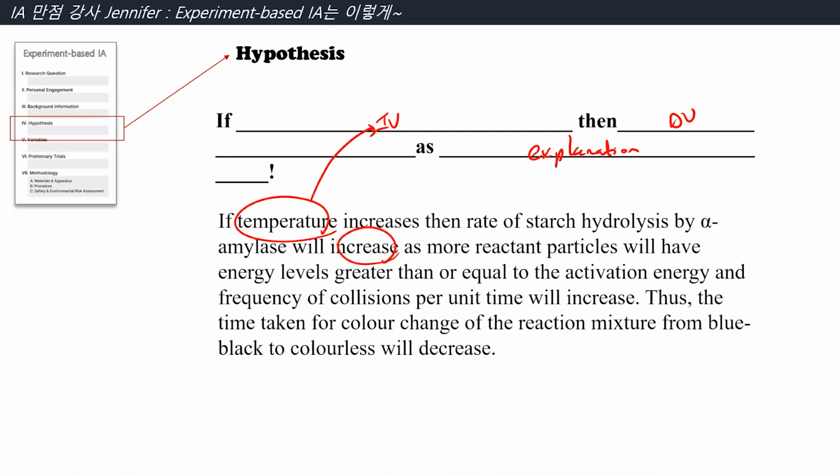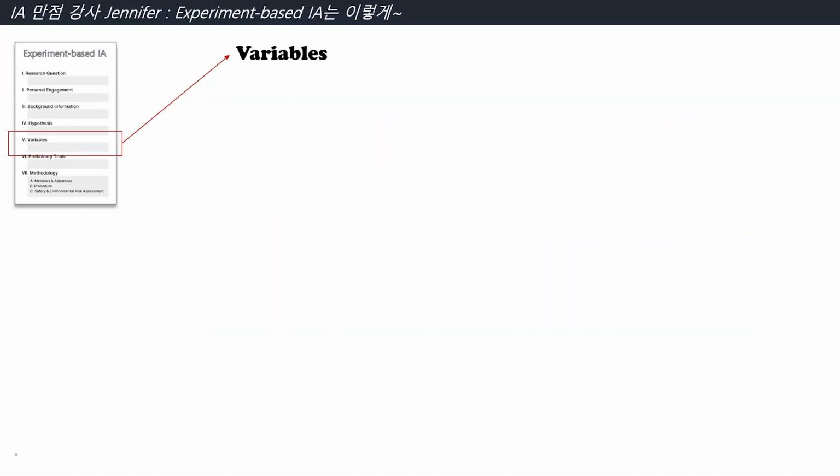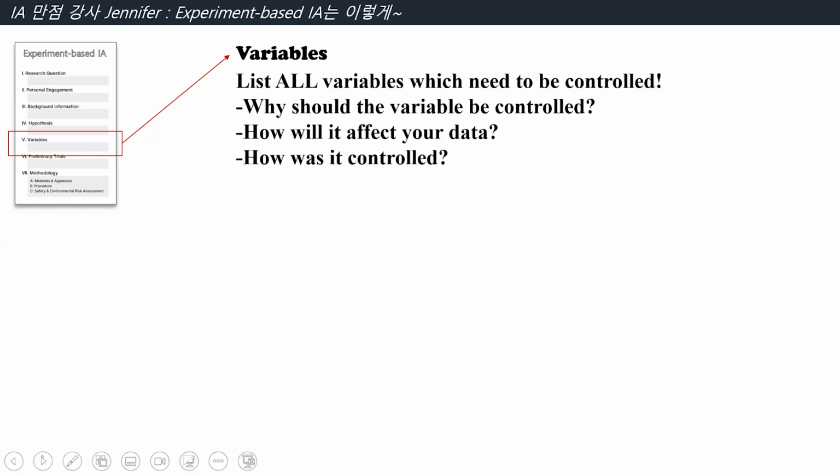As the explanation: first, more reactant particles will have energy levels greater than or equal to the activation energy. And two, frequency of collisions per unit time will increase. Thus, the time taken for color change, our DV, will decrease. It is always better visually to list your control variables in a table. Now, always remember to number and label all tables and figures.